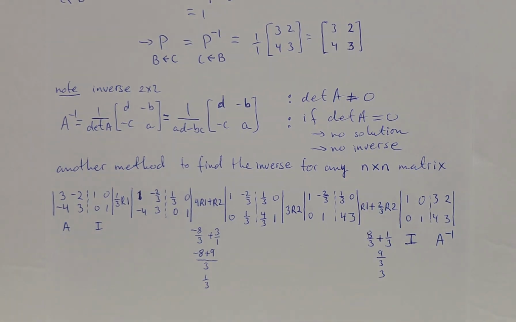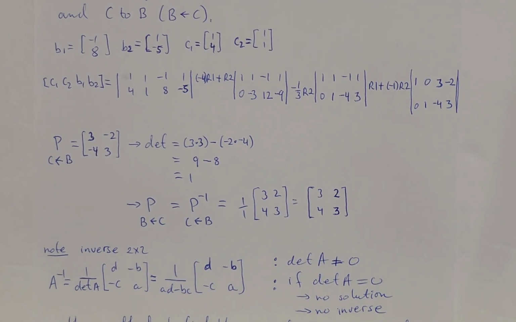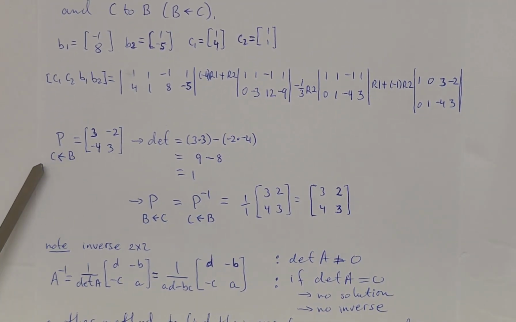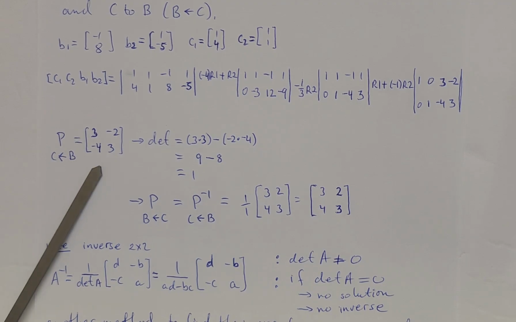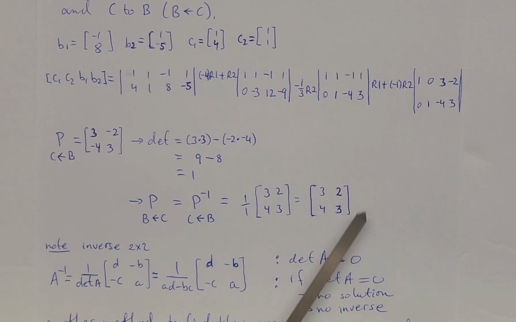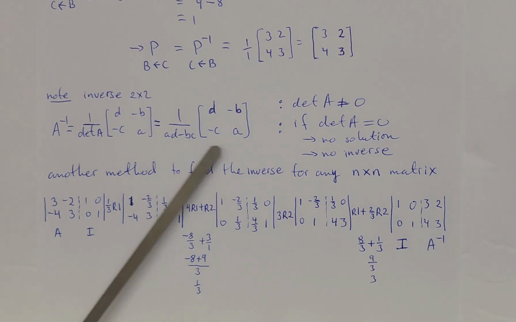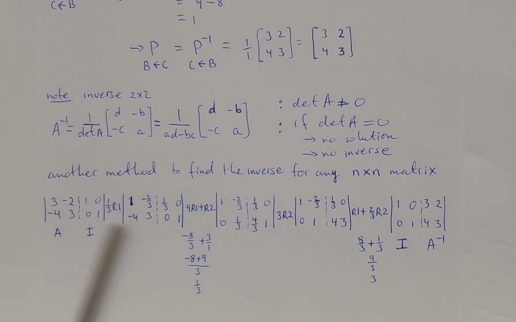Okay, so one more time. We are looking for B to C, which is this answer. And we are also looking for C to B, which is this answer. However, this answer is also the inverse of B to C. And also, this formula is only 2 by 2. This method will do 2 by 2, 3 by 3, 4 by 4, 5 by 5, and so on.